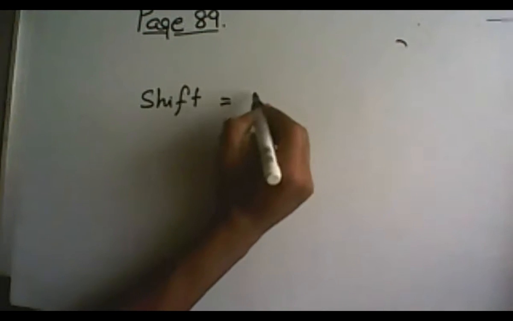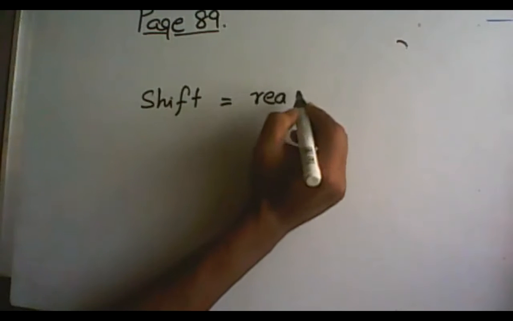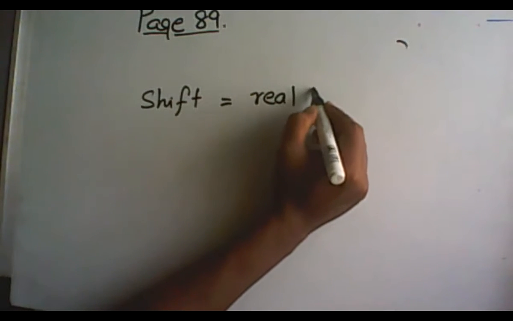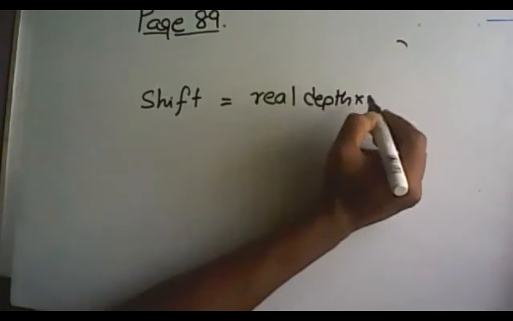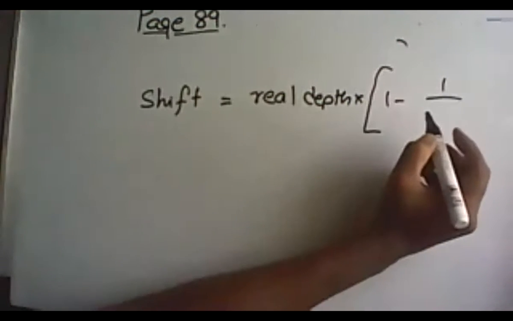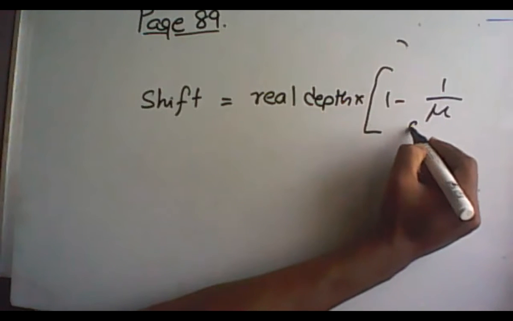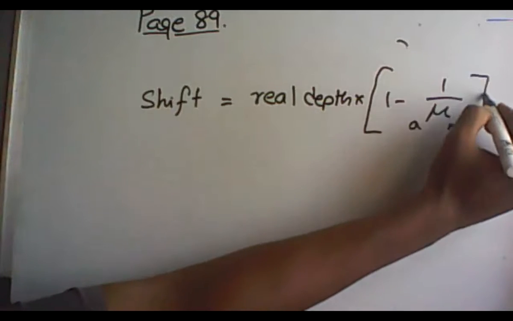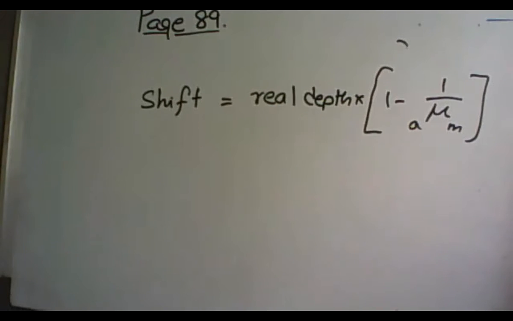Okay, and this shift can also be found by the product of real depth times 1 minus 1 by the refractive index from air into that medium. Okay, so this is also a useful equation to remember. The applications for both these equations are very straightforward. You only need to identify from the question what is the real depth and what is the apparent depth, and then it's just a plug and play.